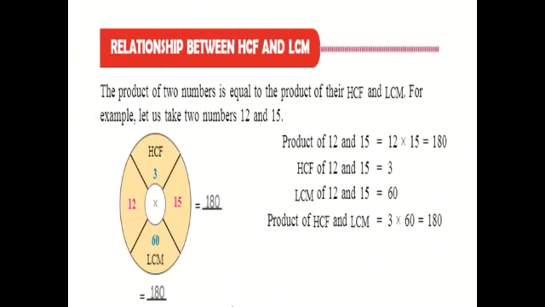Next we will see the relationship between HCF and LCM. The product of two numbers is equal to the product of their HCF and LCM. For example, let us take two numbers 12 and 15. See here, the given numbers are 12 and 15. If you multiply 12 and 15, you get the answer as 180.